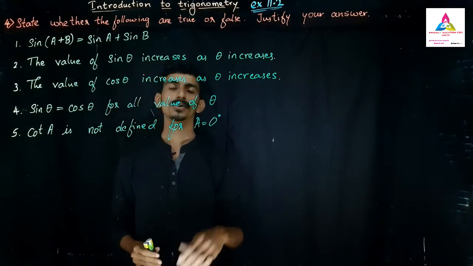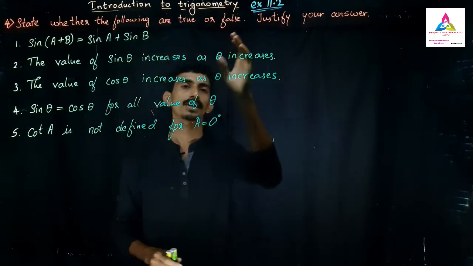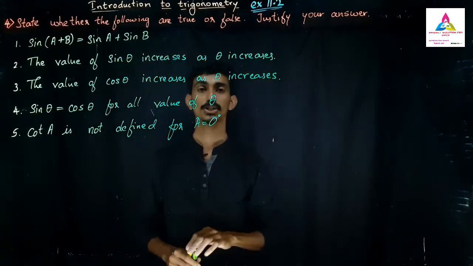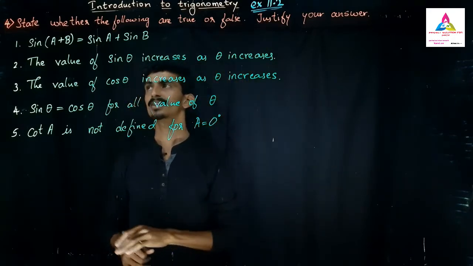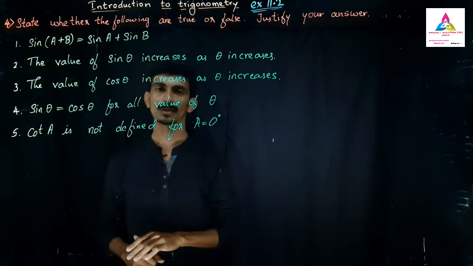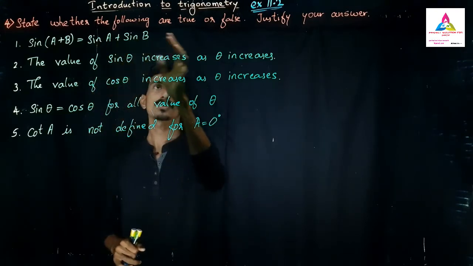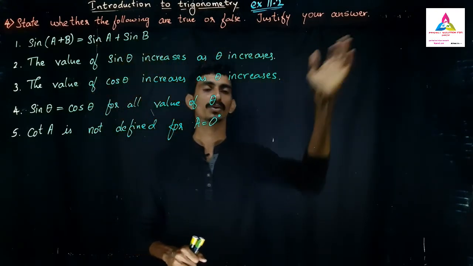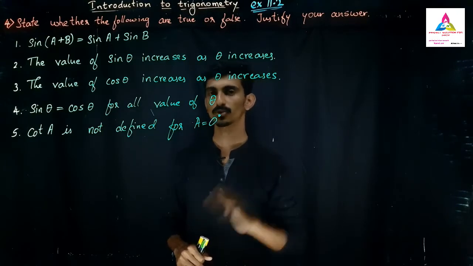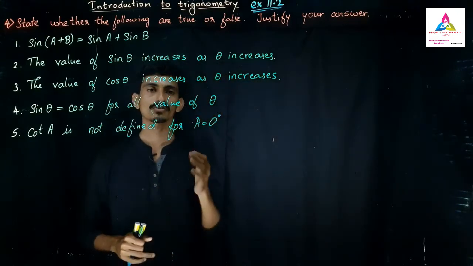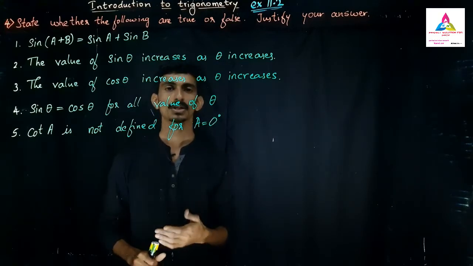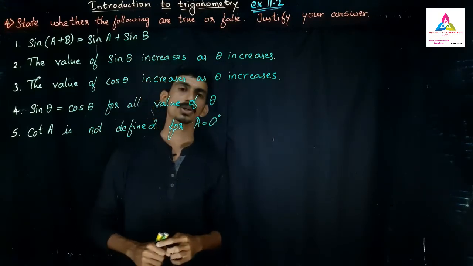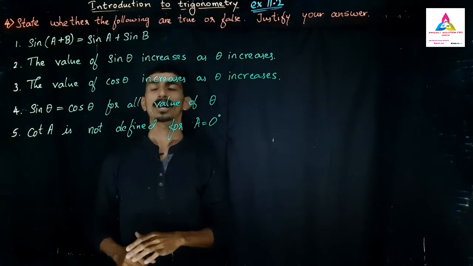Today we are going to learn the introduction to trigonometry, exercise 11.2 for the state syllabus, and for CBSE it is exercise 8.2. In that, the fourth question: state whether the following are true or false. Justify your answer. I have already solved the first three questions in my previous videos. If you have missed them, the link will be given in the description. Go there and check that video, and you can come back.